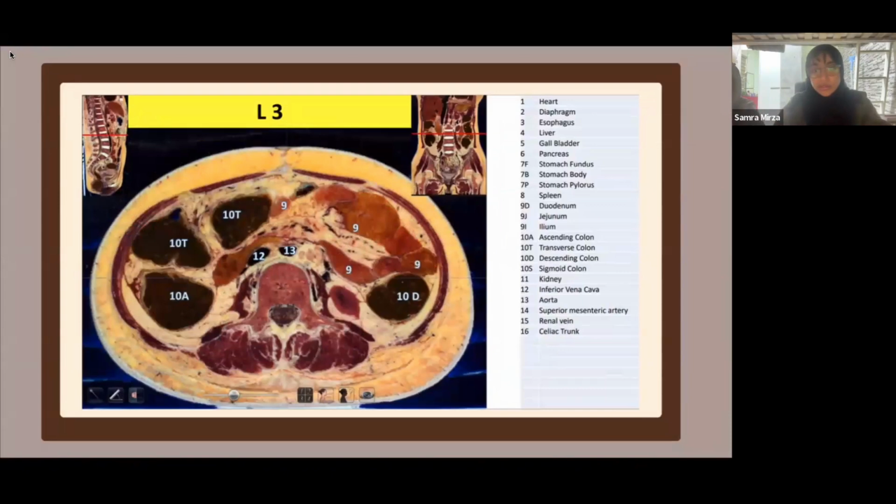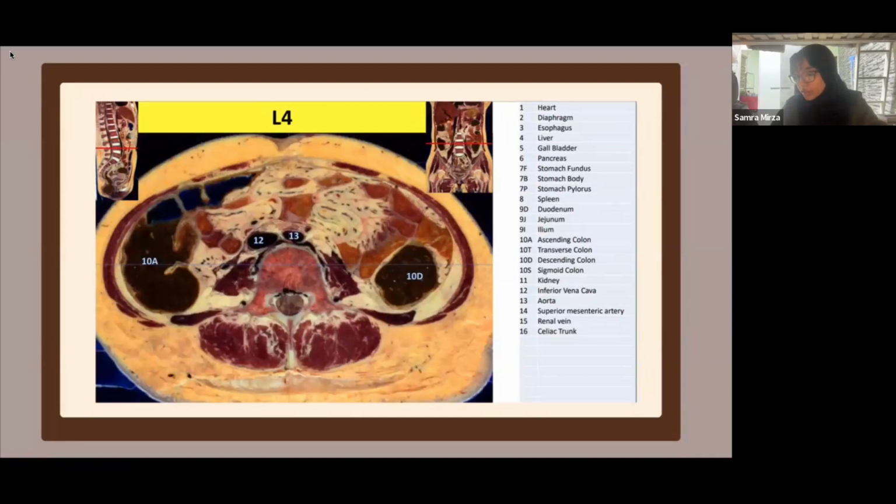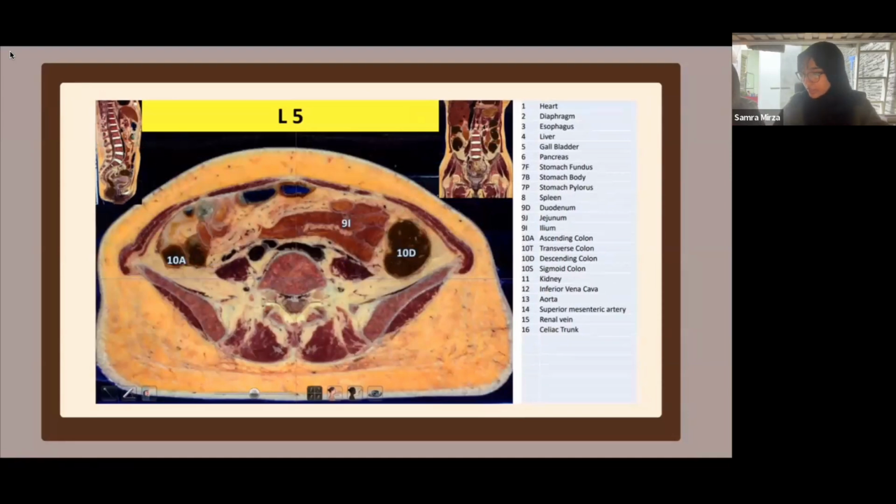Next, we're going to L3. This is fairly the same. We have our colons, ascending, transverse, descending. We have our small intestines, these orange parts. We have our inferior vena cava, still the aorta, same thing all around. We have here also the small intestines. Going through the next one as well, fairly similar concept. We have our colon, ascending, descending, inferior vena cava, and the aorta. And the last level, we have, again, the descending colon, ascending colon, and the small intestine.